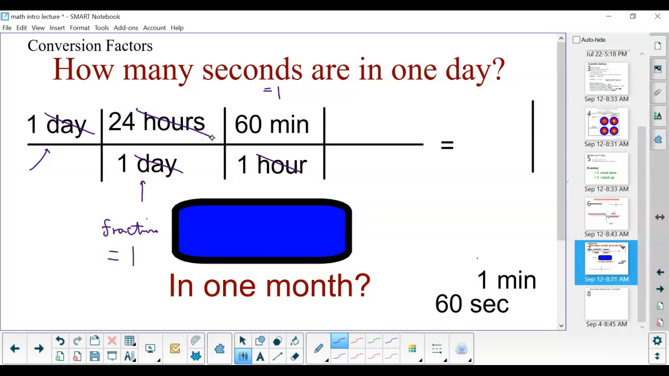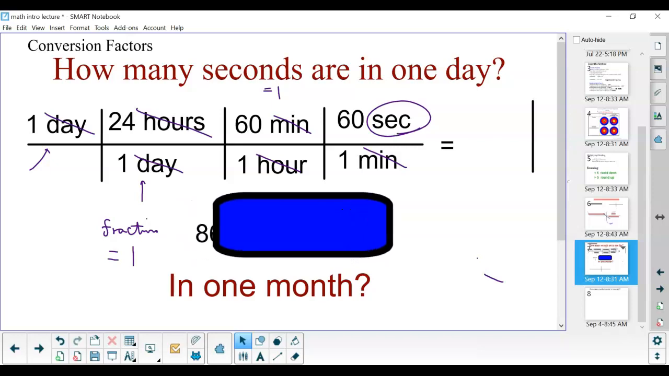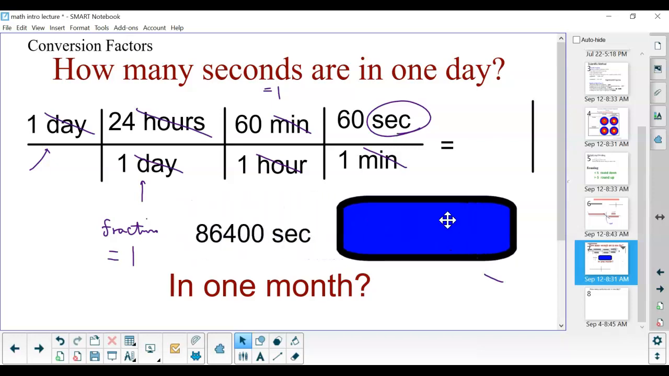And now I have to go with minutes. 1 minute is how many seconds? 1 minute is 60 seconds. And my minutes cancel out, and I'm left with seconds in a day. And when you do that, you should get 86,400.